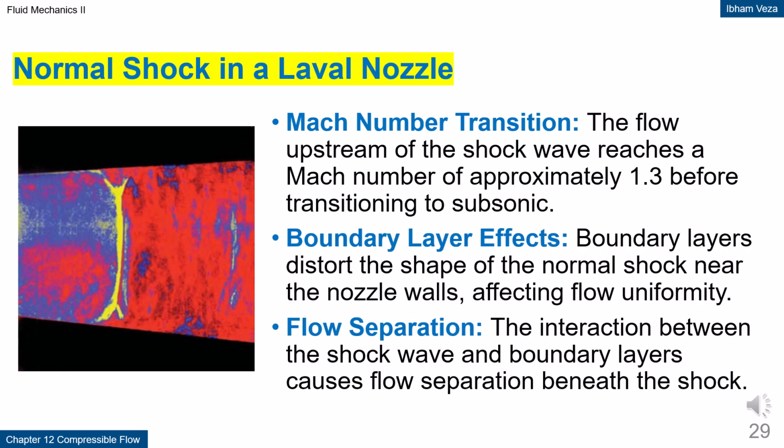Normal shock in a Laval nozzle. In a Laval nozzle, a normal shock can appear in the diverging section. Before the shock, the flow is usually at a Mach number around 1.3 or higher. The interaction between the shock wave and the boundary layer distorts the shock shape. This effect often triggers flow separation near the wall. This condition significantly reduces nozzle performance.